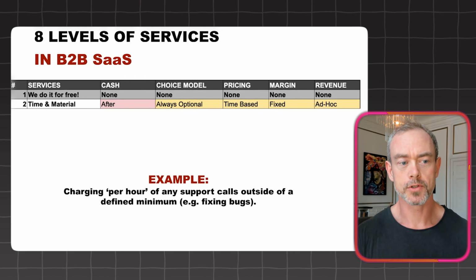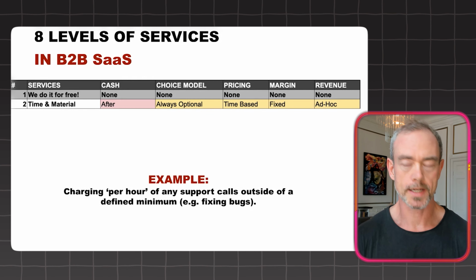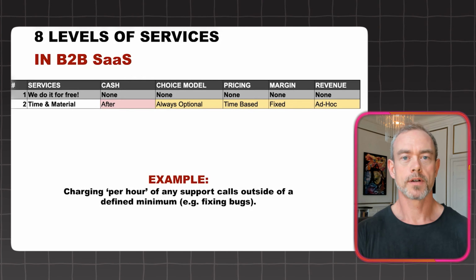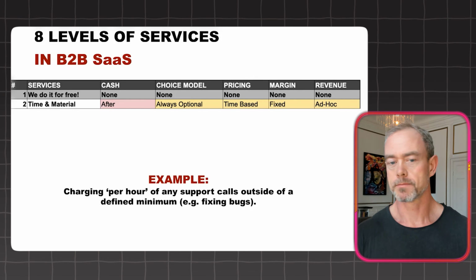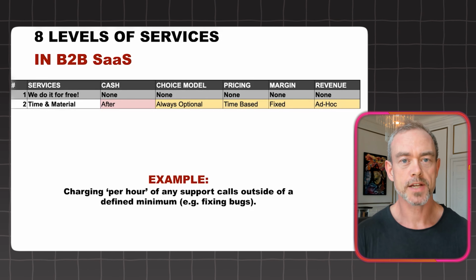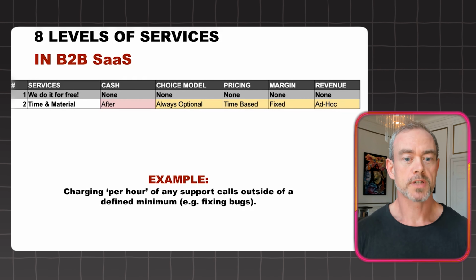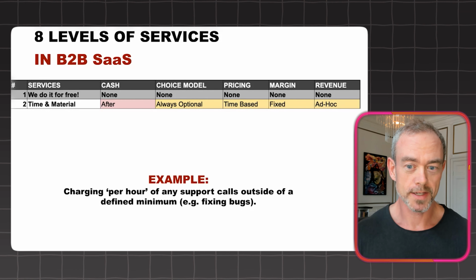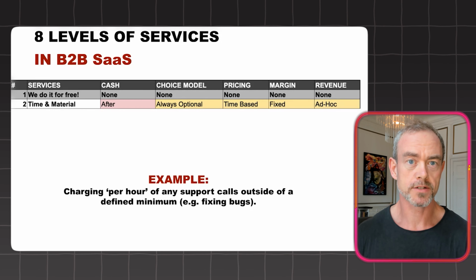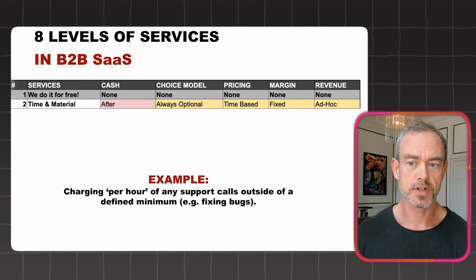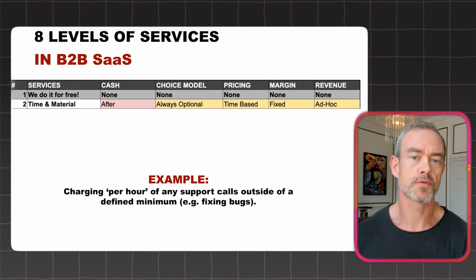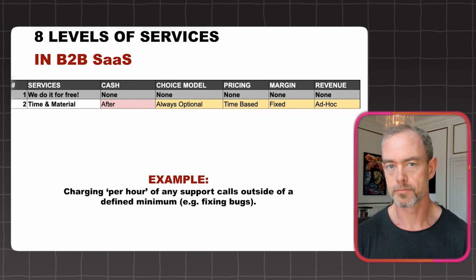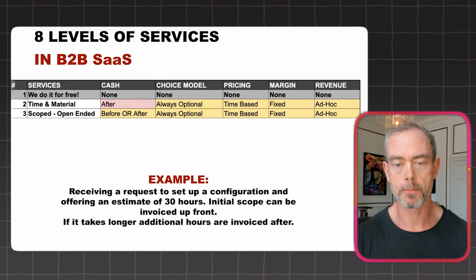Okay, level 2 is time and material, right? I do an hour of work, I send you an invoice for an hour of work. Pretty standard, right? Cash comes after delivery. Customers can usually choose whether or not they want to buy this. The pricing model is based on time spent. The margin is usually fixed, and the revenue is not recurring, so it's ad hoc. Everybody knows this model. We just want to point out that it exists.